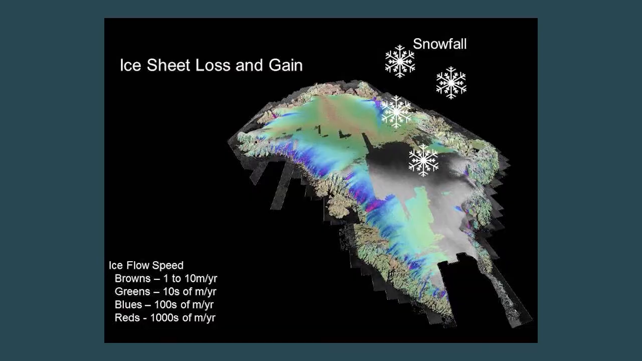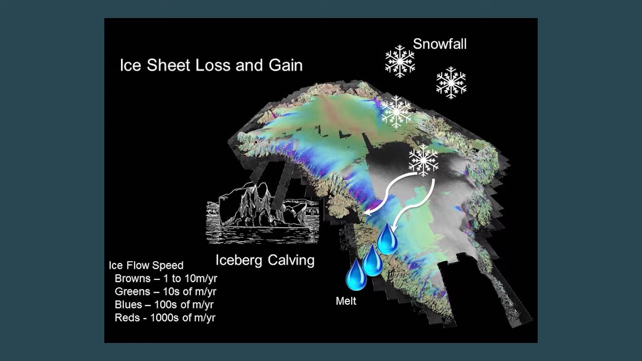And as the ice moves towards the edge, it loses mass in two ways. It melts, and that's traditionally, people think of the ice sheets as melting away, but actually, much of the mass is also lost through iceberg calving.